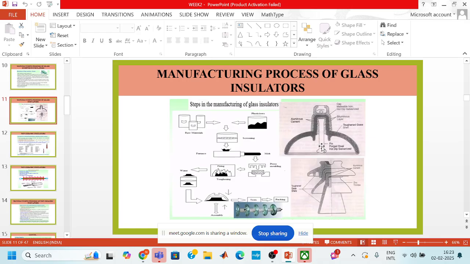Okay, this is the cross section area of glass insulators, in which there is a ductile malleable iron hot dip galvanized cap here, and here is a metal pin which is forged steel, and in between there is toughened glass, which the glass insulator is made of, and over here aluminous cement and a bituminous layer. This is the cross section diagram of glass insulators.